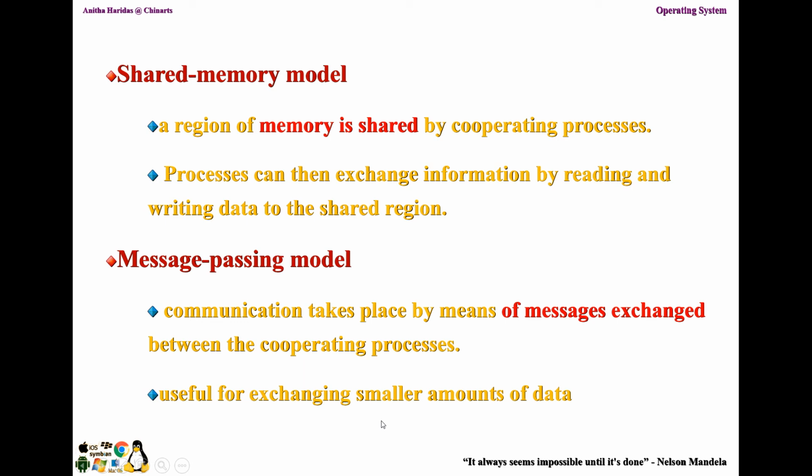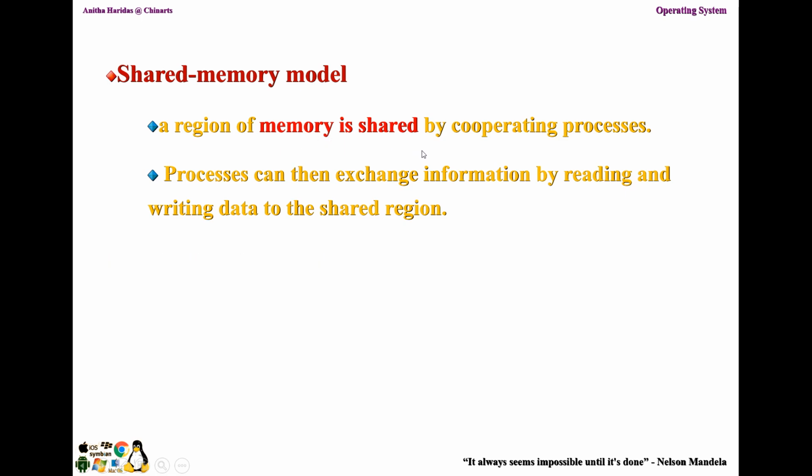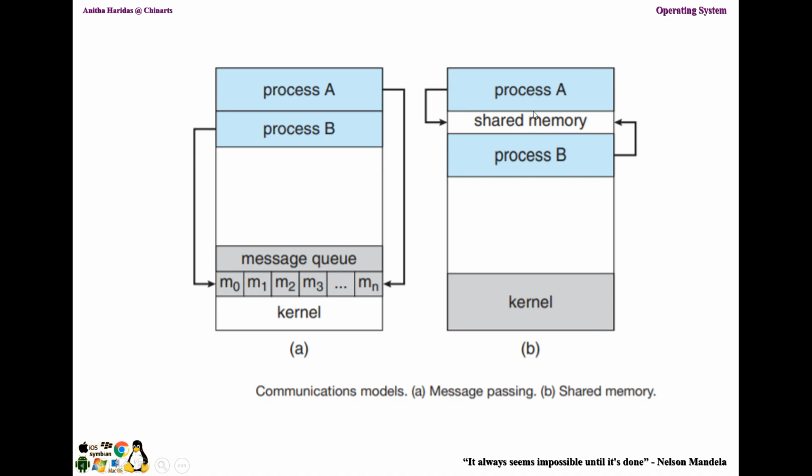Whenever only a smaller amount of data is being exchanged, you can go for the message passing model. But if a large amount of information is being exchanged between the processes, we go for the shared memory model, right? So for smaller amounts of data, we can use message passing, but if you have larger information to be exchanged, then we can go for the shared memory model. Memory will be shared by the cooperating processes. That is what is shown here.